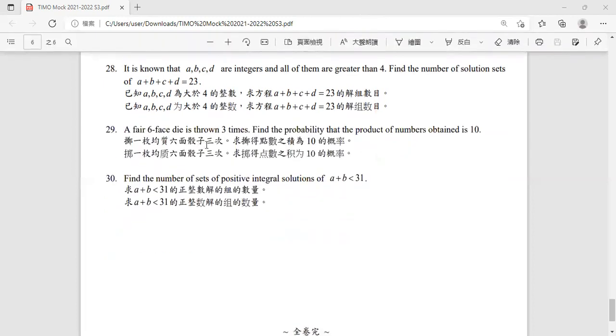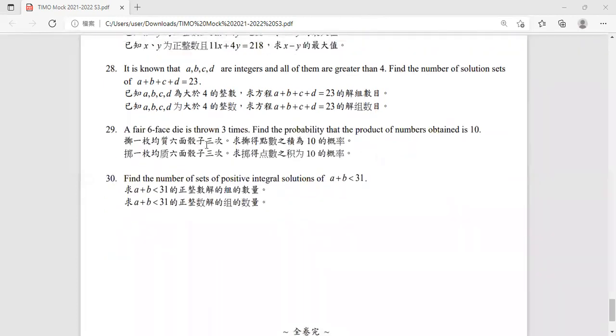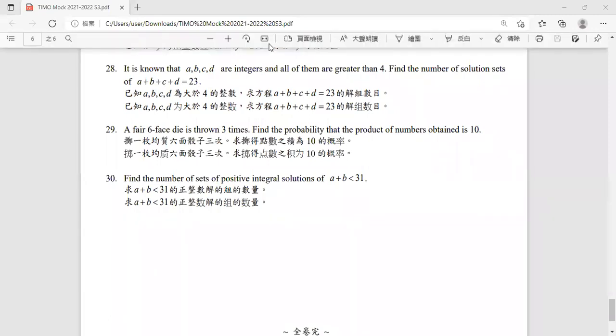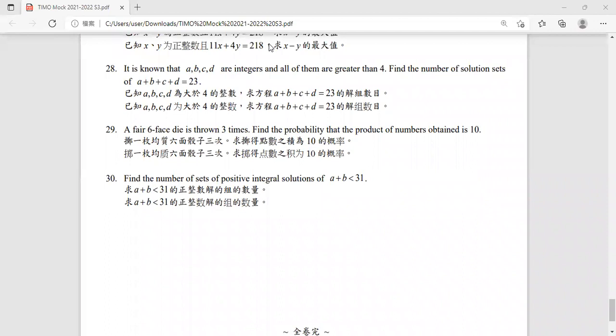Now if a die is rolled 3 times, find the probability that the product of the numbers obtained is 10. Okay. Now how can I get the product to be 10?